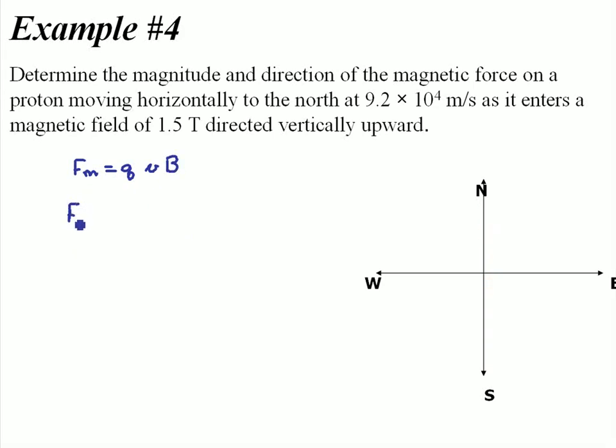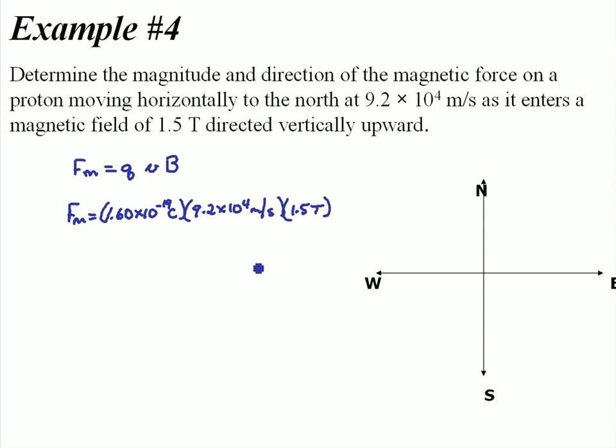Put our numbers in. Since this is a proton, we know the charge on a proton is 1.60 times 10 to the negative 19 coulombs. We have the velocity of the proton, 9.2 times 10 to the 4 meters per second. And we have the magnetic field strength, 1.5 Tesla. Punch everything in.